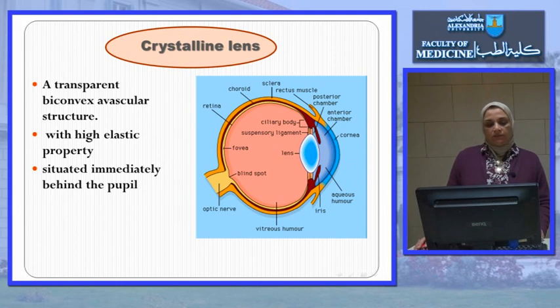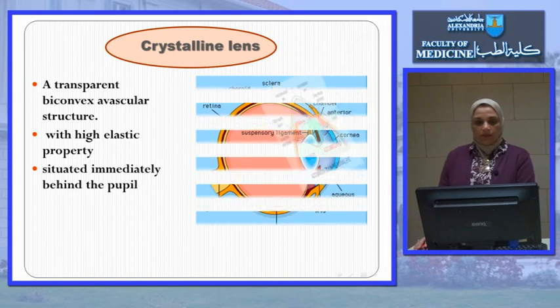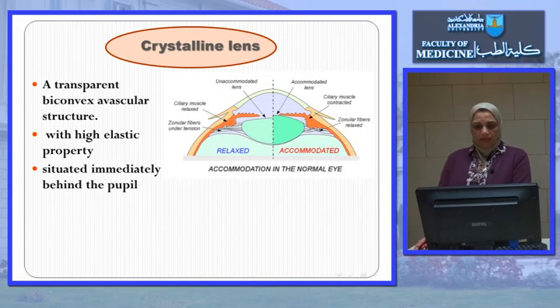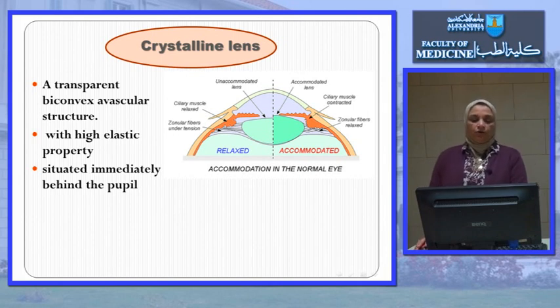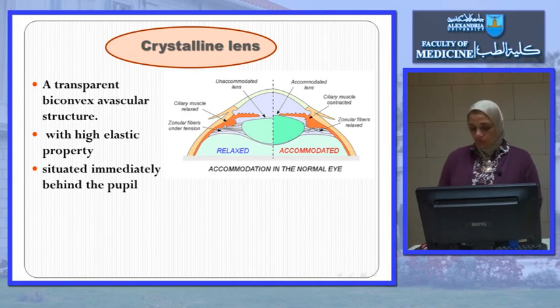It's situated immediately behind the pupil. You can see here the pupil opening in the iris, and the lens is situated just behind the pupil. Again, this is the cornea, anterior chamber, the iris, pupil, and the crystalline lens. As you can see, it will change its shape during accommodation to near and far vision, from the flattened to a more globular shape.